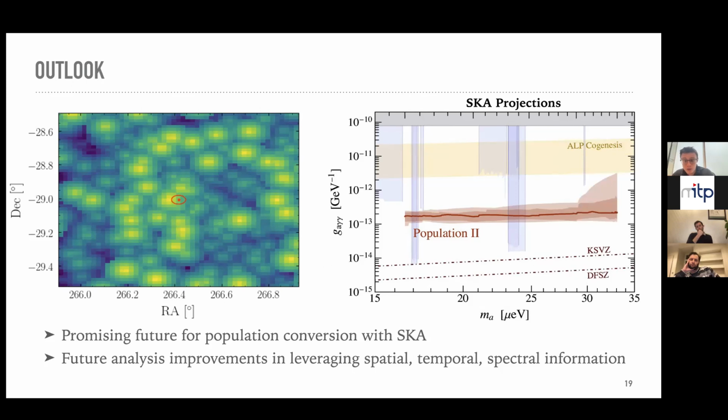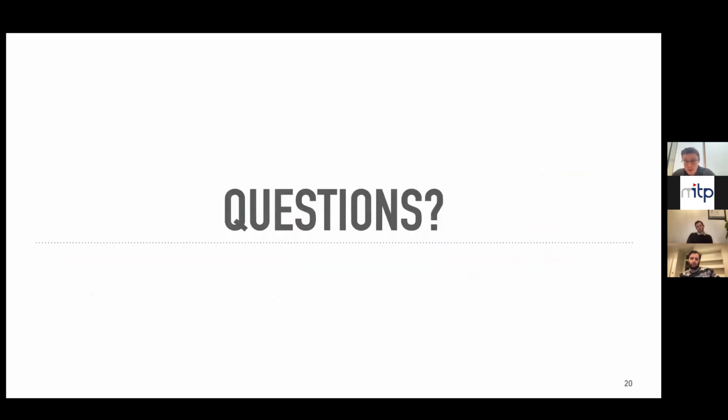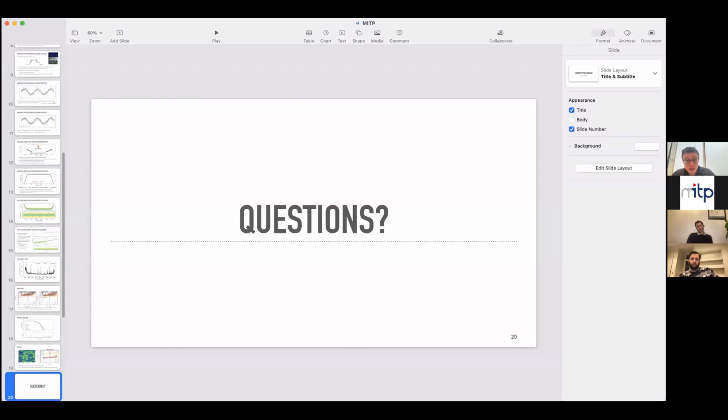In the future, these limits will just get better with better radio telescopes, and there are a lot of ways that we can improve an analysis to hopefully push down very close to, if not at, the QCD Axion line. All right, thanks, and happy to take any questions.